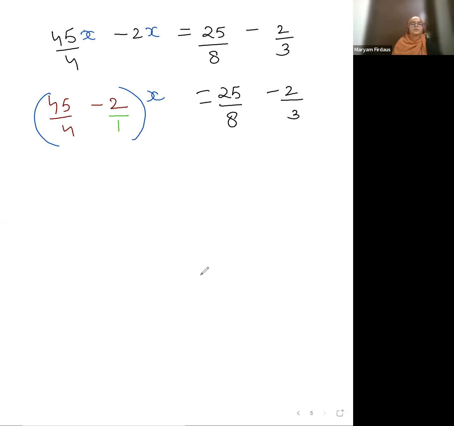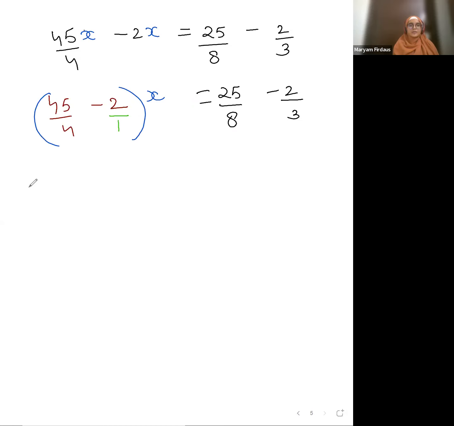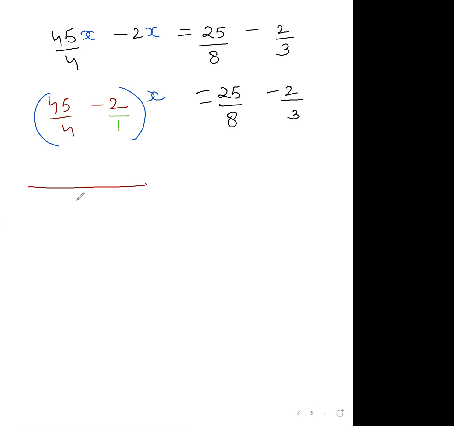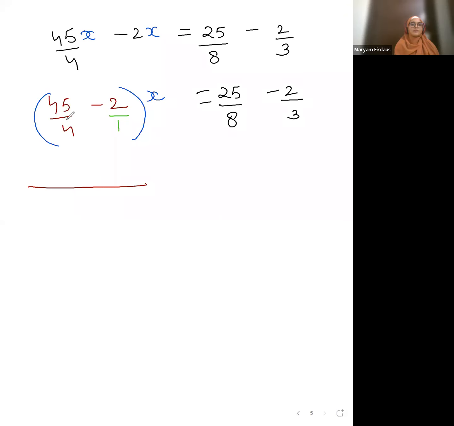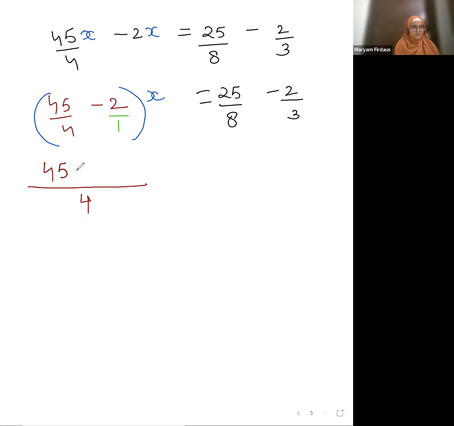Hiba. Yes. Let's take the LCM of the denominators on the left hand side. What is it? What is the LCM of 4 and 1? Yes, it is 4. So can you tell me 40, what? Yes. 3 by 4.